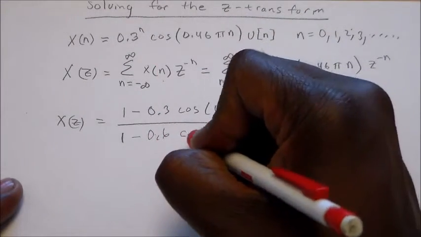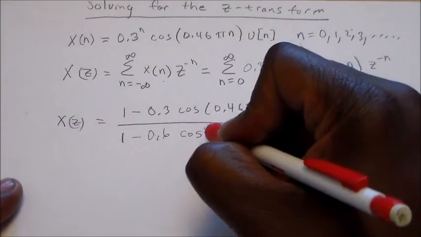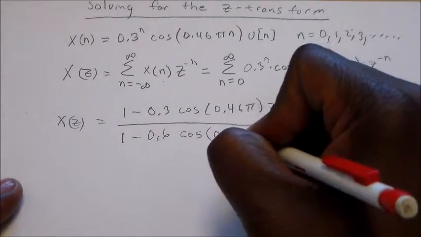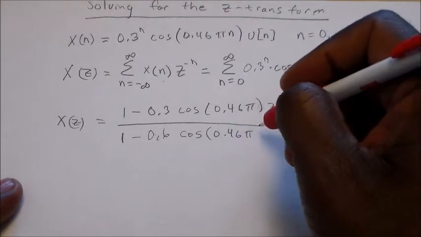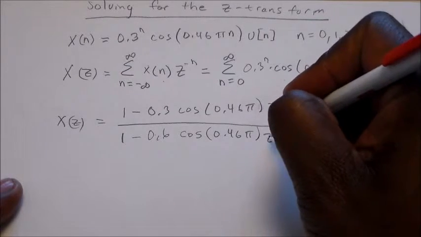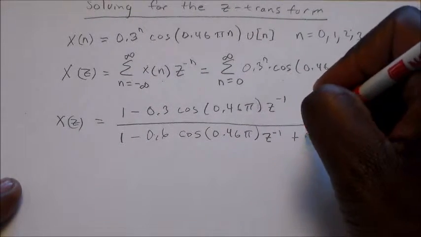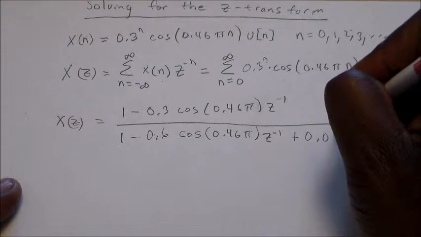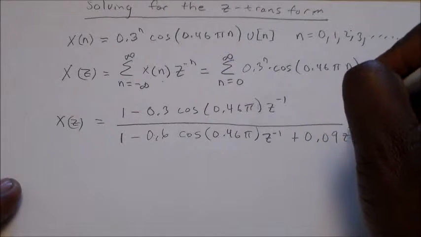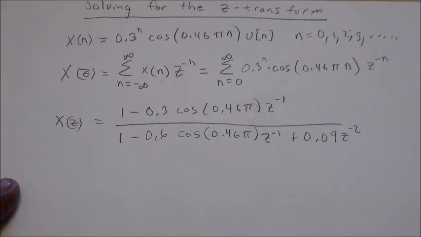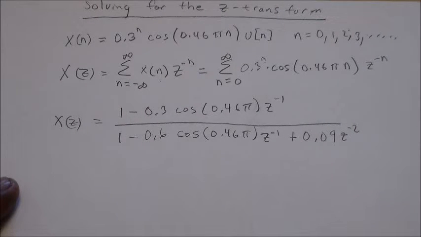0.6 cosine of 0.46 pi z to the minus 1 plus 0.09 z to the minus 2.